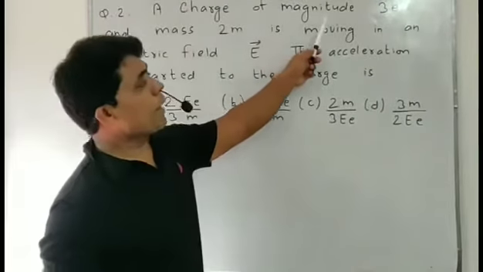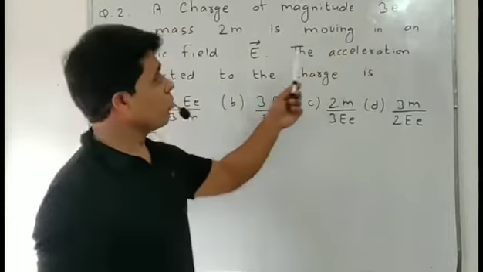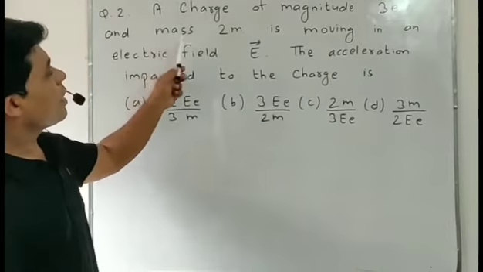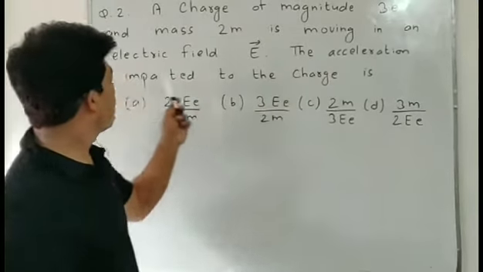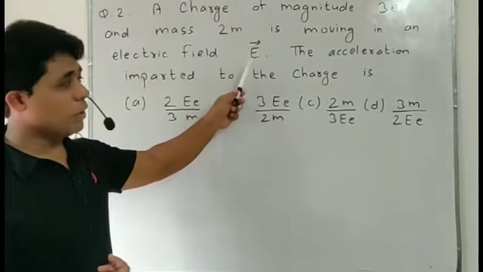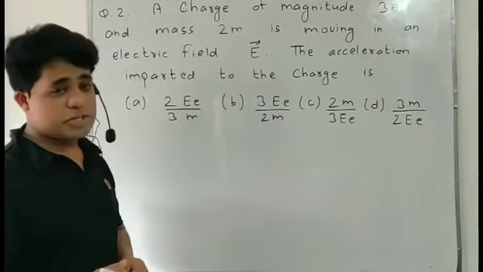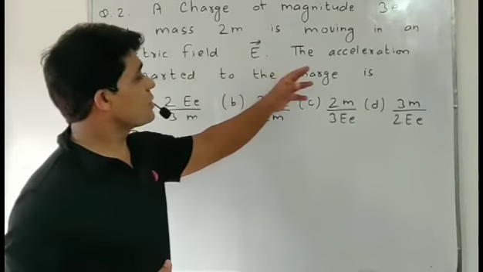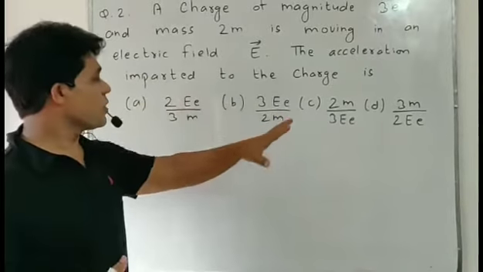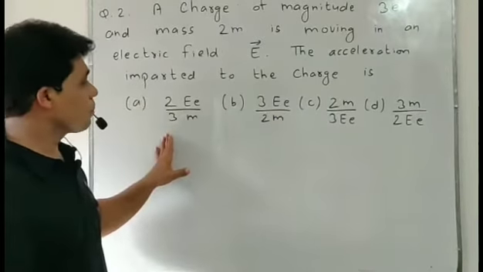A charge of magnitude 3e, 3 times the charge of an electron or proton, and mass 2m is moving in an electric field E, vector E. The acceleration imparted to the charge is, we are given four options: 2Ee by 3m, 3Ee by 2m, 2m by 3eE, and 3m by 2eE.